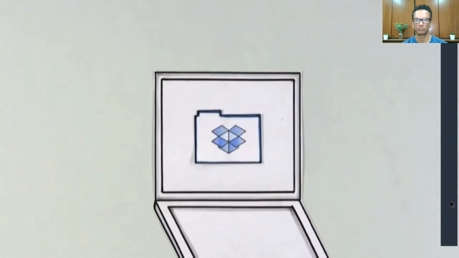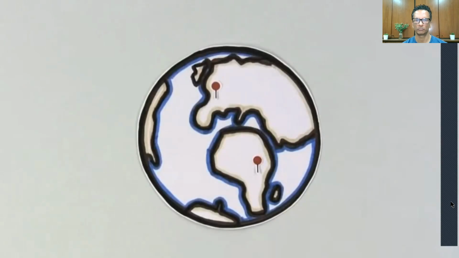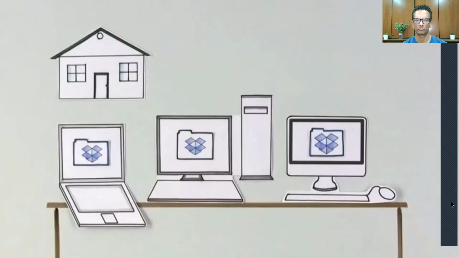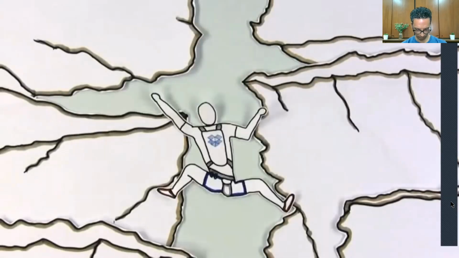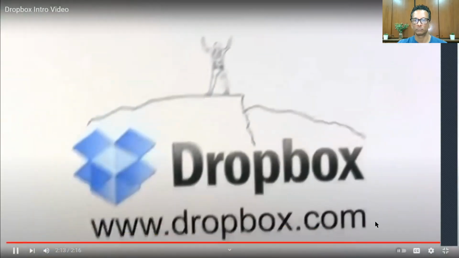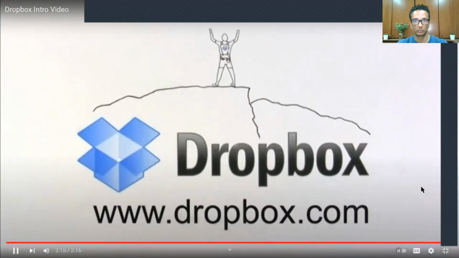Whether you're traveling the world, running a business, or simply organizing your life, Dropbox means you can stop worrying about managing files and backups and get on with your next adventure. You can download Dropbox now at Dropbox.com.